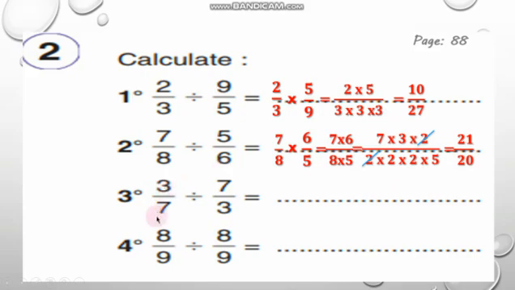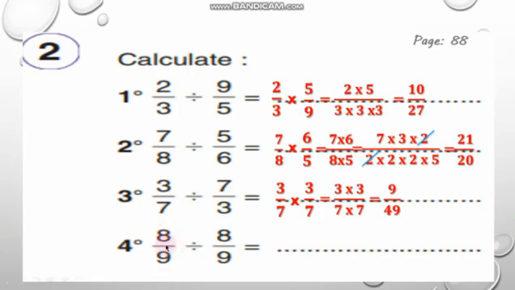Now I have 3 over 7 divided by 7 over 3. So I write 3 over 7 as it is, times 3 over 7. I write the inverse of the second fraction. Now I write 3 times 3 over 7 times 7 equals 9 over 49.